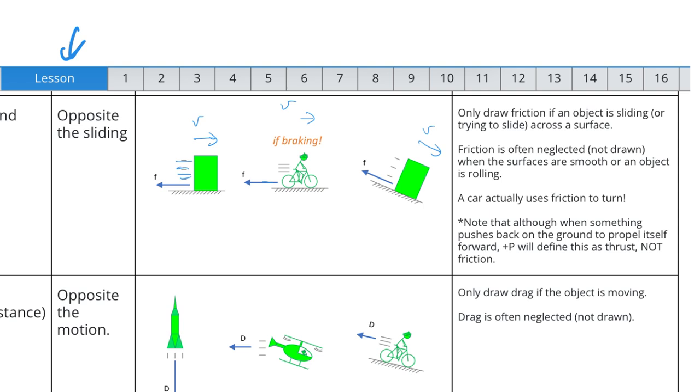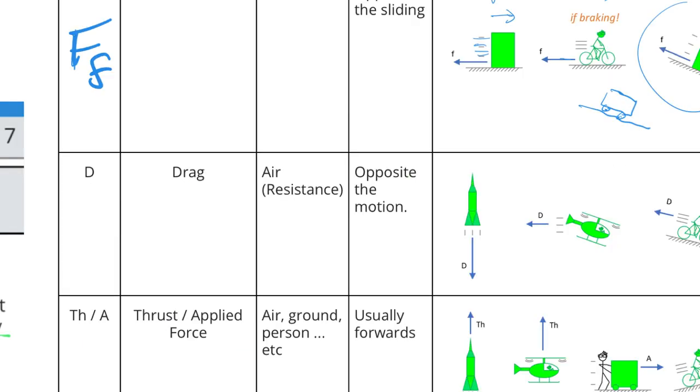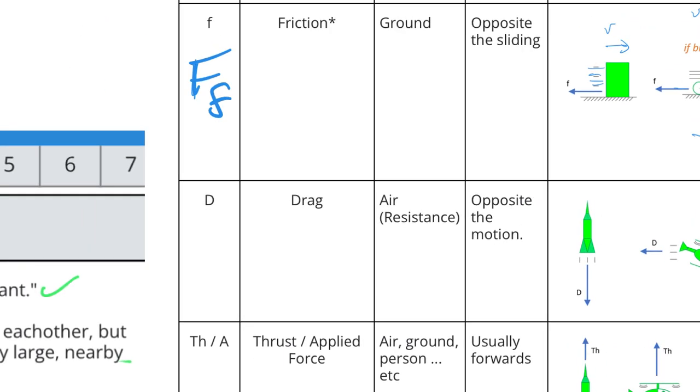Okay, if you have friction-free surfaces, you won't have friction. Like if this box was a cart on a ramp, or nice little friction-free carts, you're not going to draw friction. If the cart has wheels, we can assume that there is no friction acting on it. Okay, so drag. Well, this is friction as well. Air resistance.